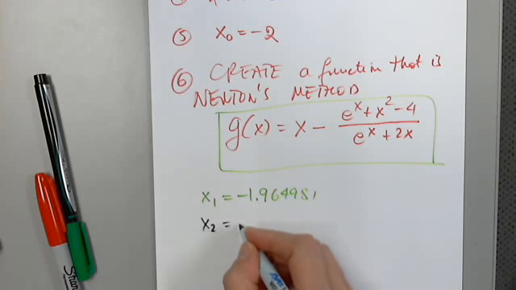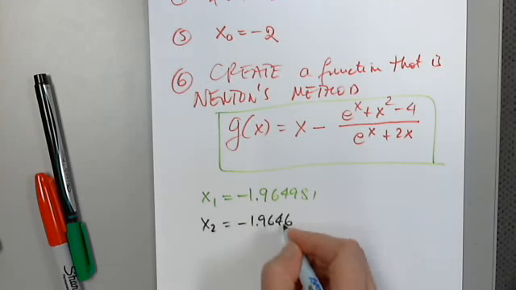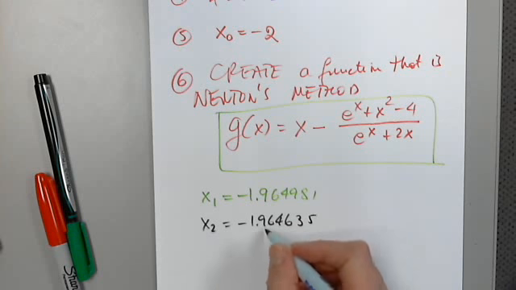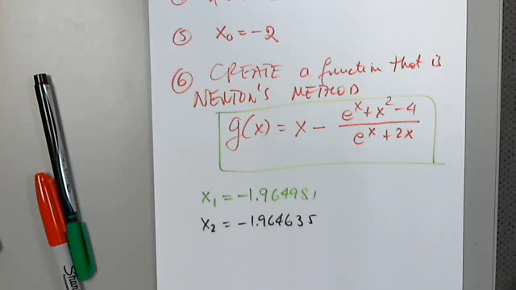But this is my x2, -1.964635. Do I have 6 digits? Yes, 964635. Okay, now I repeat. At this point in time, I only copy. I don't have to do anything else. We will automatically replace the previous answer by what I had in x2. Okay, what is this?